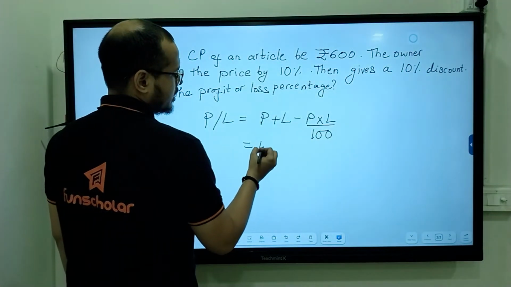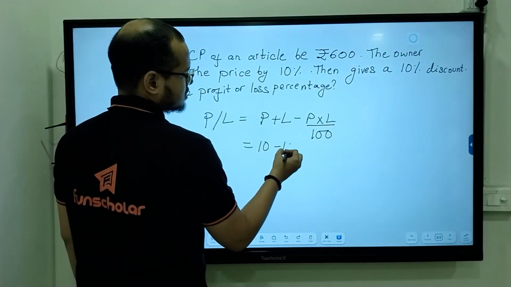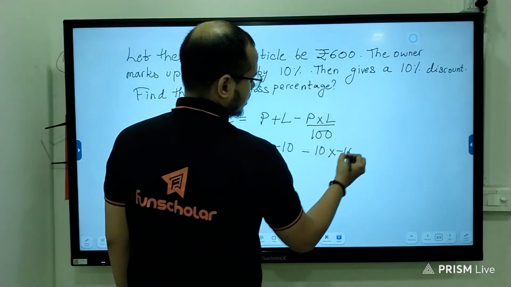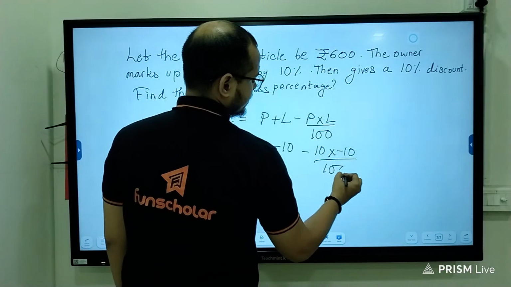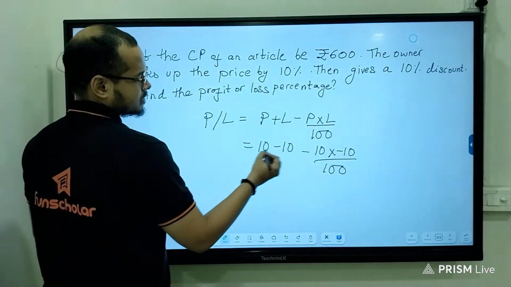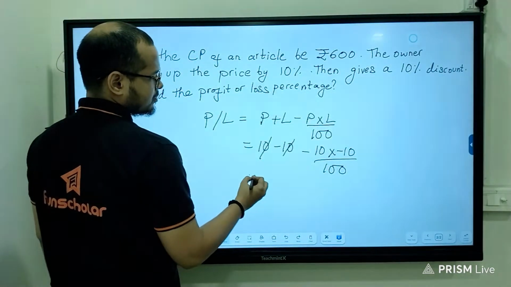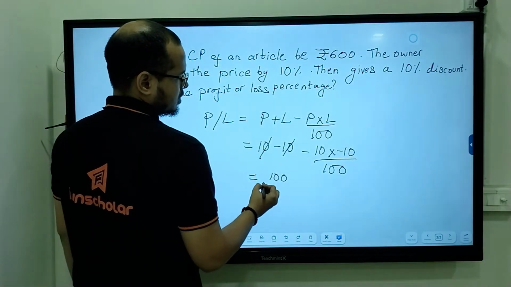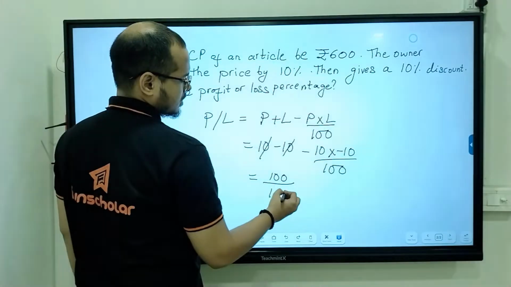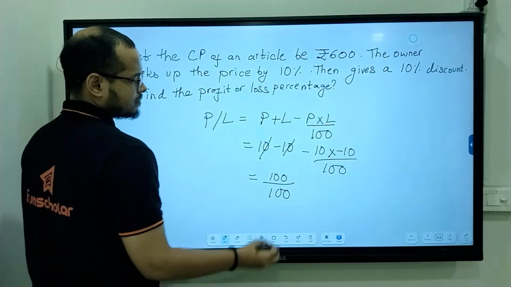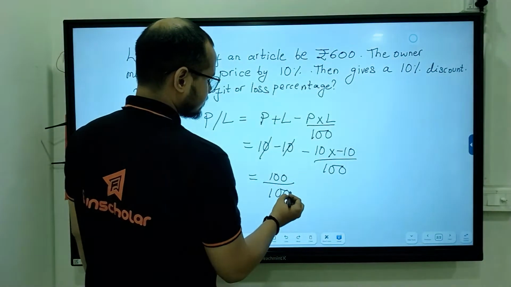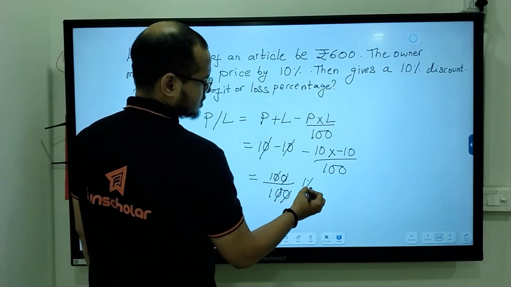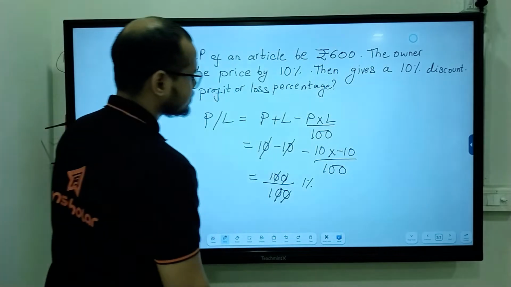Profit is 10. Loss is minus 10. So profit is 10, loss is minus 10, by 100. Minus 10 plus 10, game over. Minus minus plus. So 100 divided by 100. So 1%.